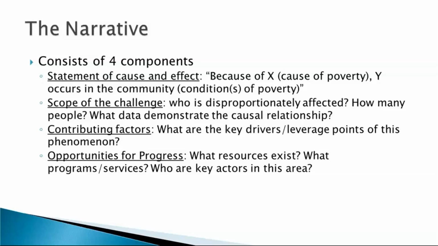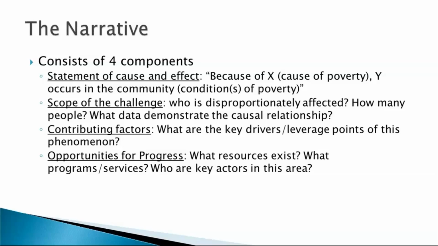Next, we talk about the scope of the challenge. And that's where we get into the conditions primarily. Who is disproportionately affected? How many people? What data demonstrate that this causal relationship exists? That's where you can get into what Courtney was talking about earlier with regard to the organizational standards, things like age, gender, race, ethnicity, and other factors, because certain causes of poverty affect different groups differently. And the key part of this element of the narrative is to say, so who is it that is most affected by this particular cause and condition?